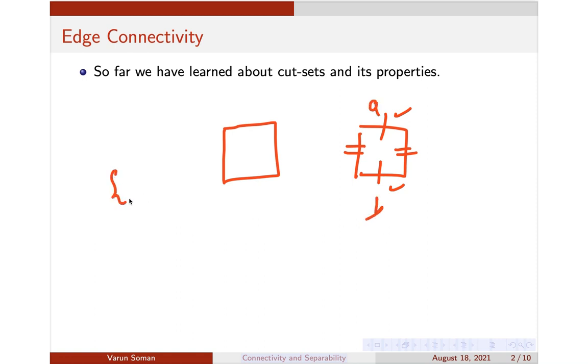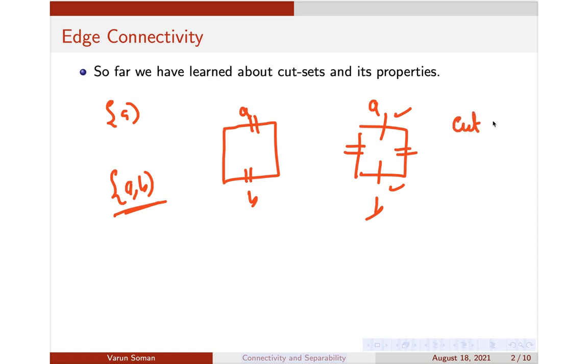Suppose I am taking the set a comma b as the edges. This is a cut set because just the removal of a will not disconnect the graph, or the removal of b alone will not disconnect the graph. You have to remove both of them to disconnect the graph. So a cut set is a collection of edges whose removal from the graph disconnects the graph and no proper subset of that set will disconnect the graph. That is the idea.